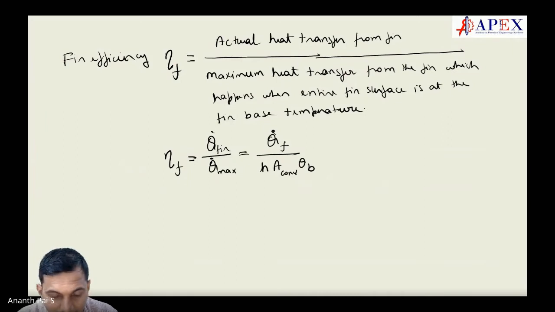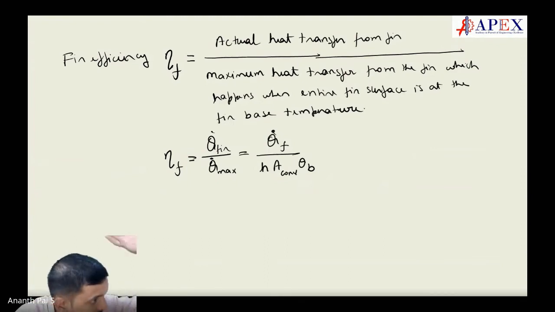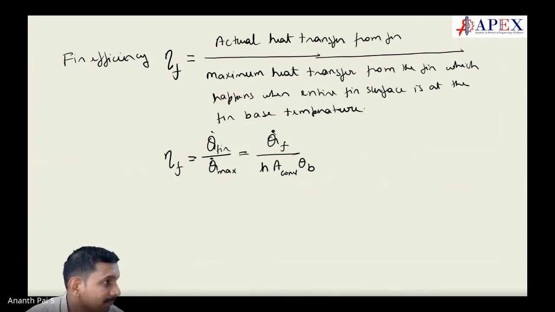When will the maximum heat transfer from the area of the fin be obtained? When the temperature of the entire fin is equal to the base temperature. That is the max, which is theoretically not possible. Agreed? But if it happens, it's a maximum. So that maximum is in the denominator, and in the numerator it will be the actual heat transfer. Makes sense? Understood? Again, repeat.